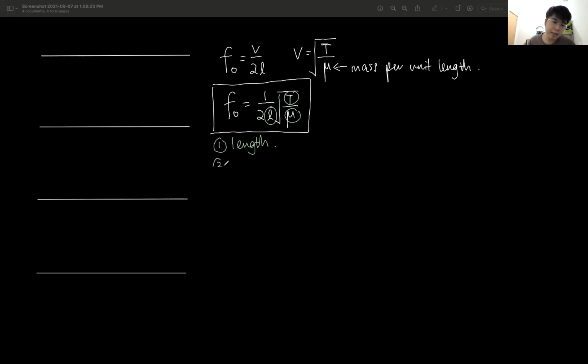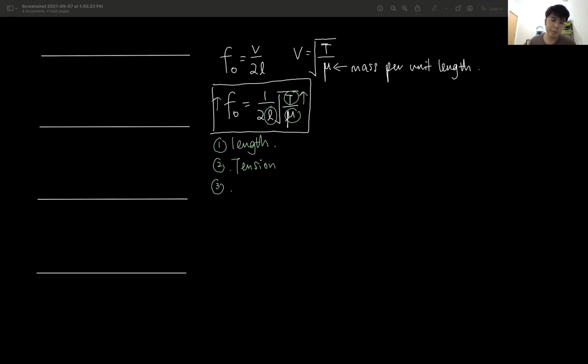Number two, it depends on the tension, how tight it is. The first string and the last string, the last one has a higher tension compared to the first one. So the thinnest string has the highest tension. It will give the greatest pitch. So again, the higher the value of the T, the higher the F naught.